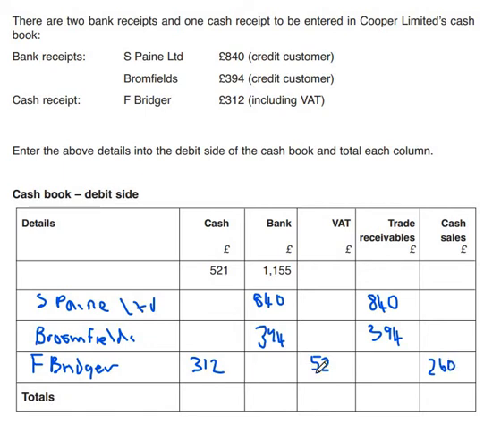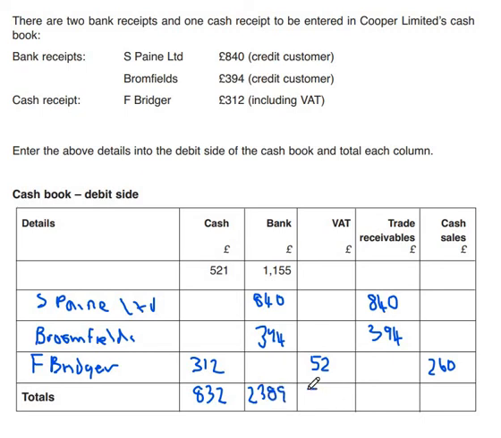The only thing left to do then is to total the columns. So we have 521 plus our 312 gives us £832. Don't forget to total the columns if you're asked to do that. You'll lose points. Our balance at the start of the day, we had £1,155 in the bank. We've gained another 840 plus our 394, gives us 2,389.